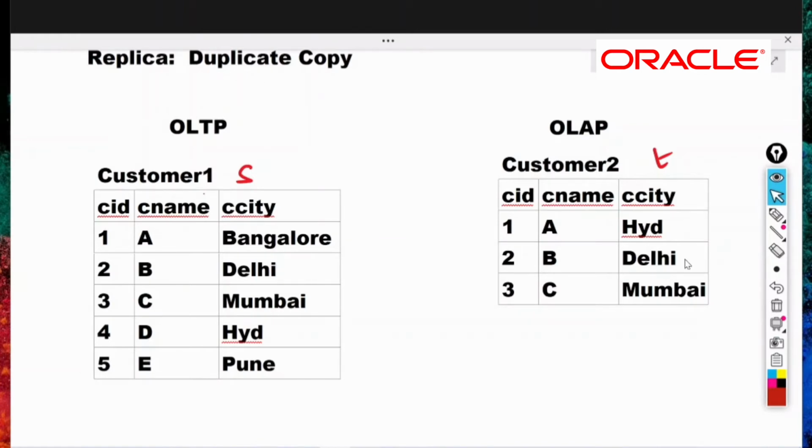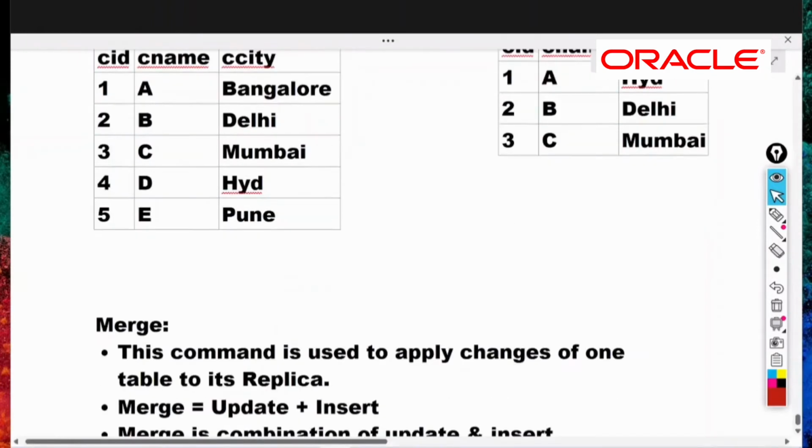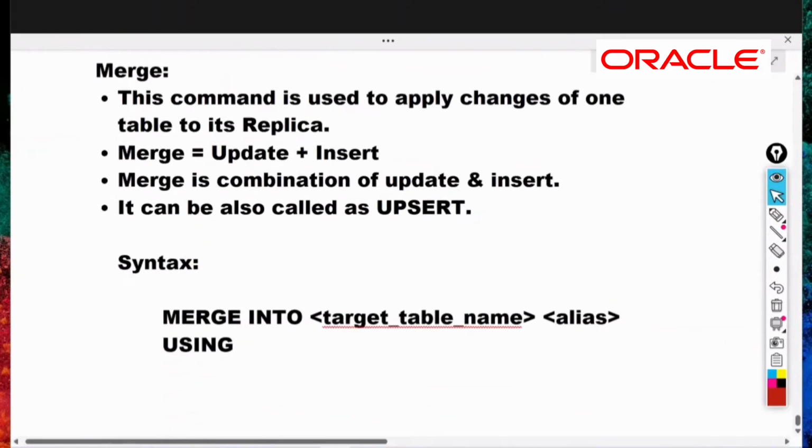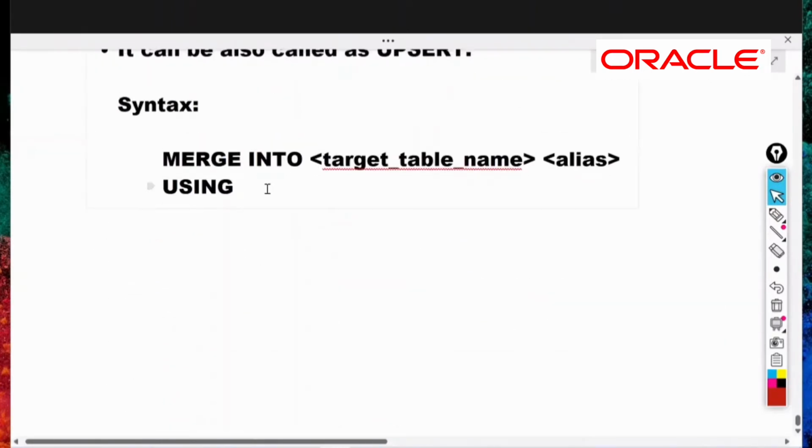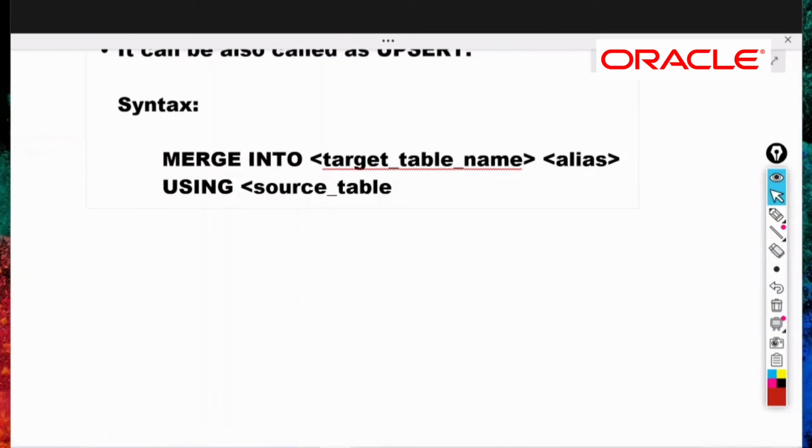Merge into customer 2 using customer 1. For customer 1 we are giving alias name S, and for customer 2 alias name T. Those are the alias names. Because the table name is lengthy, to make it short, we are using alias names. Using the source table name, give the alias name.